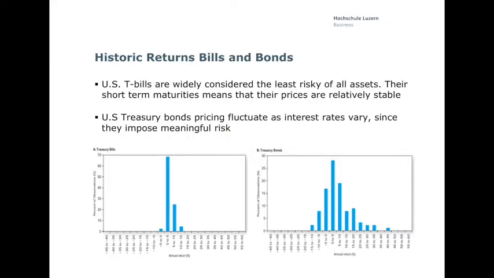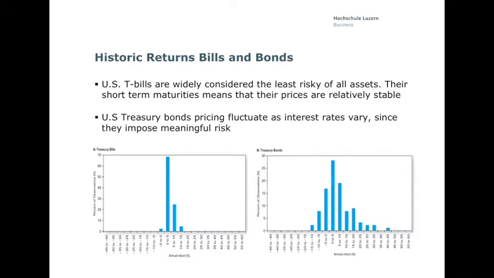Historic returns on bills and bonds. We can now apply the analytical tools worked out in previous sessions to look at historic performance between 1926 and 2015, comparing Treasury bills and Treasury bonds in the two graphs below.